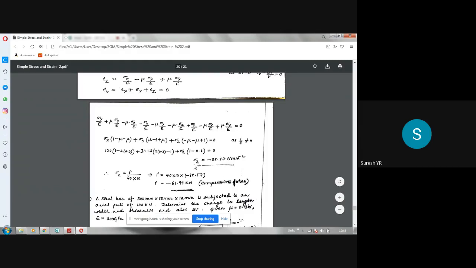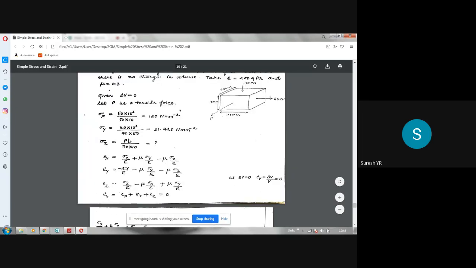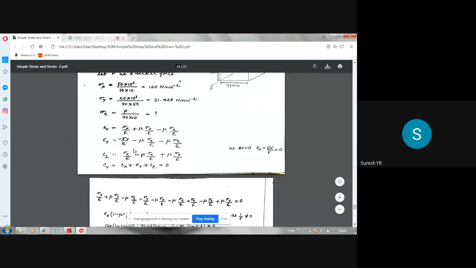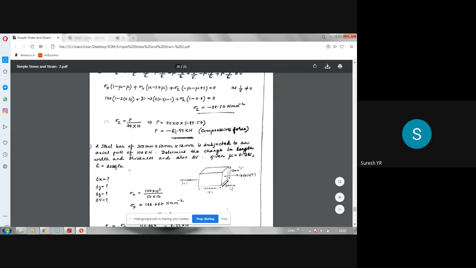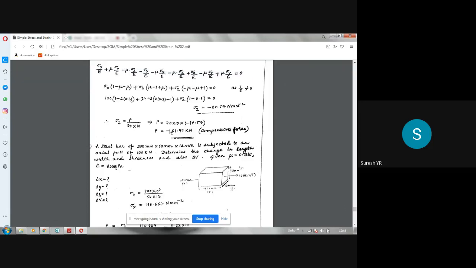Once you know the stress value, you can find the force using the formula: stress is equal to force divided by area. So that's what I have written here: P divided by 70 into 10. If you substitute sigma z as 88.57, the negative sign indicates that it is compressive. So 70 into 10 into 88.57 gives you the value in newtons. Please make a note, this value will be in newtons. Divided by 1000, you get kilonewtons. So the answer is minus 61.99 kilonewton. It is a compressive force.